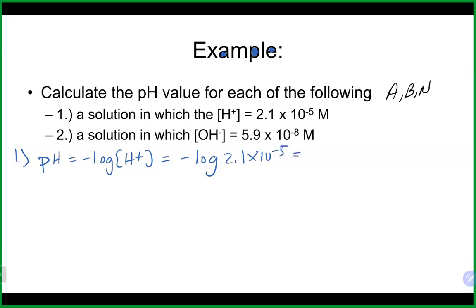You want to put that into your calculator, whichever way works. So minus the log of 2.1 times 10 to the minus 5 is going to give us a pH here of 4.68 in this case. Once again, that is 2 significant figures, which gives us 2 decimal places as we go that way. That is less than 7, which means it should be acidic.